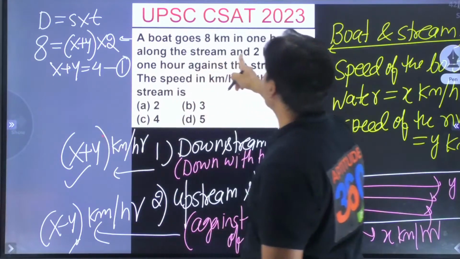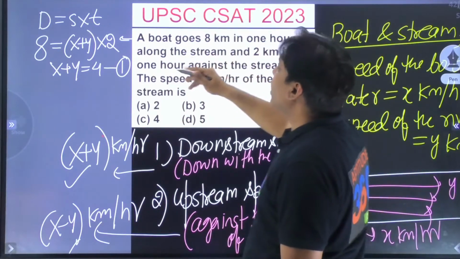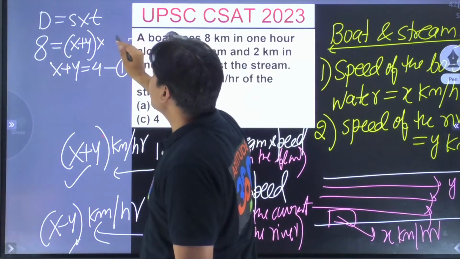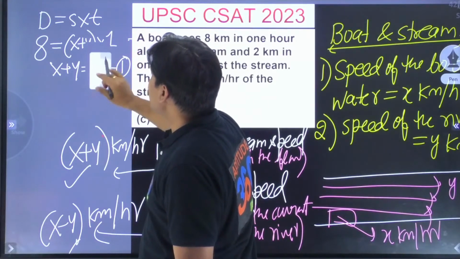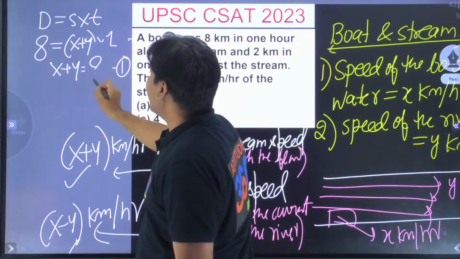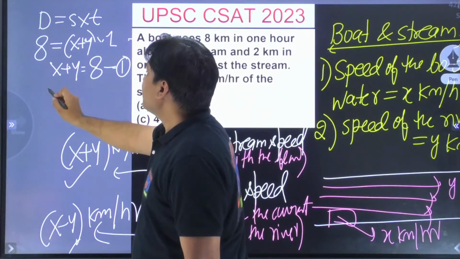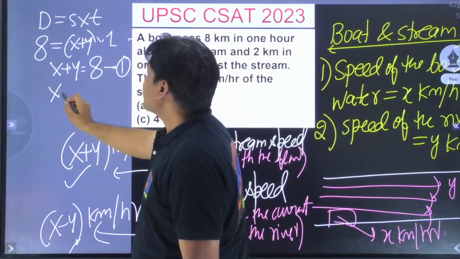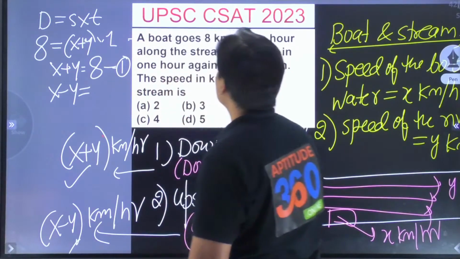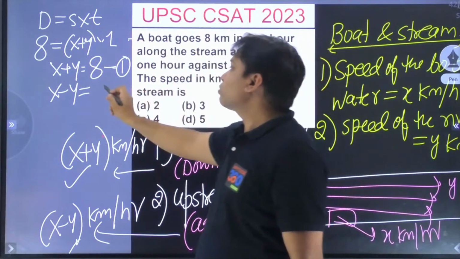And they are also telling you that in 1 hour, not in 2 hours, it is in 1 hour. So x plus y, this value will come out as 8. And if you simplify x minus y, similarly, because in 1 hour against the stream it is going 2.